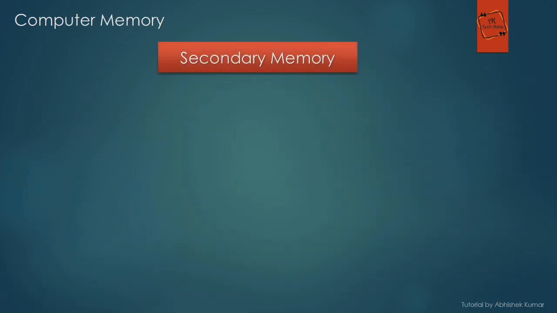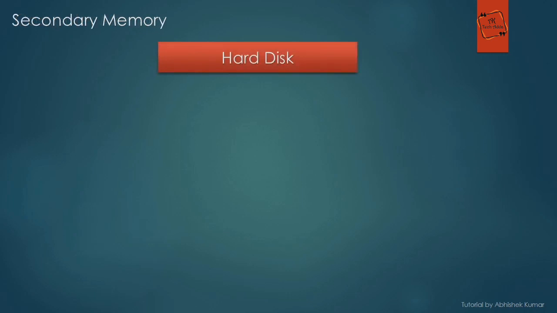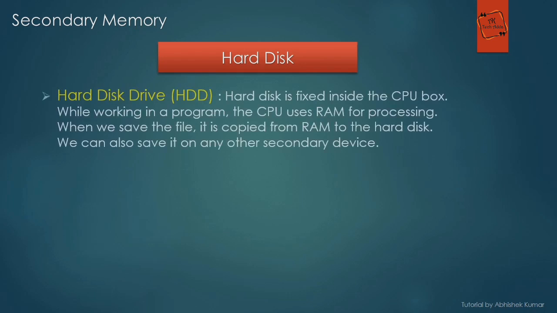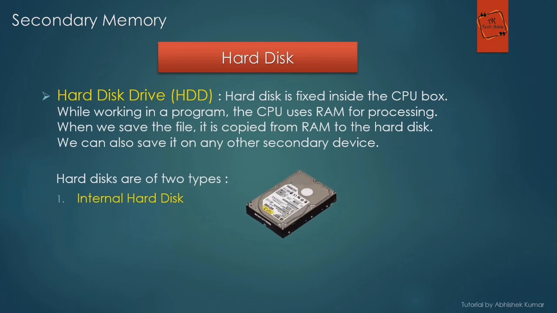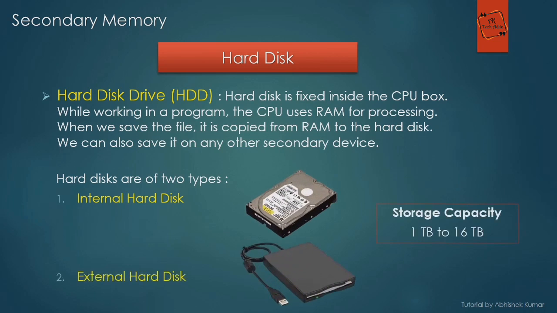Now we'll talk about all the secondary devices. Secondary devices store the information permanently. So when you save your data using the save option, it gets saved in some secondary device. Our first device is a hard disk drive. In short, we simply call it hard disk or HDD. This hard disk is fixed inside the CPU box. While working in a program, the CPU uses RAM for processing. And when we save the file, it is copied from RAM to the hard disk. And we can save it on any other secondary device.